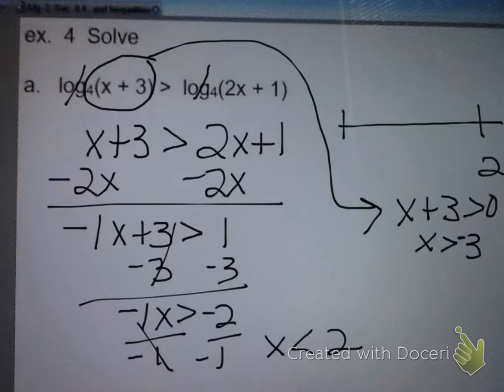So when x is greater than -3, everything is going to be positive. But if it's less than -3, it's going to be negative numbers. And remember, we can't have negative numbers.